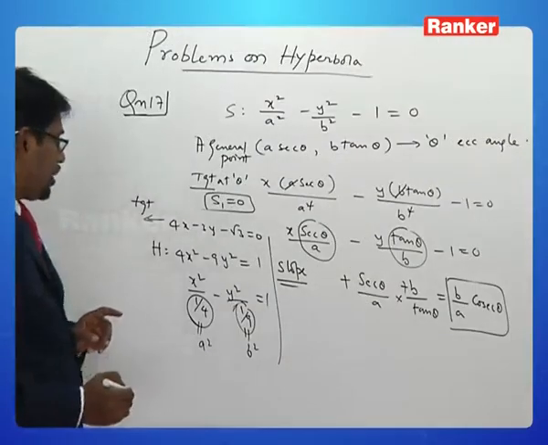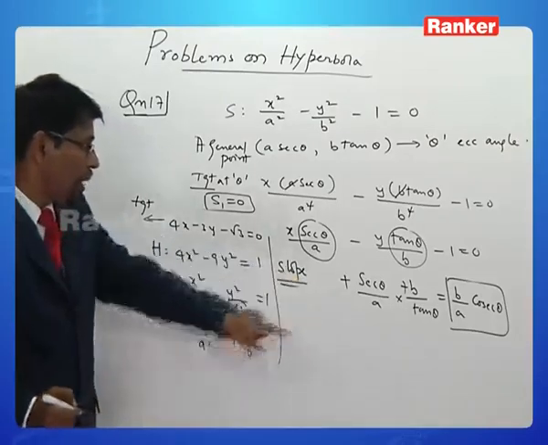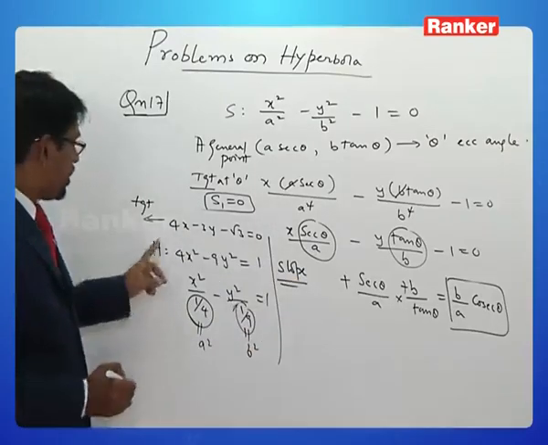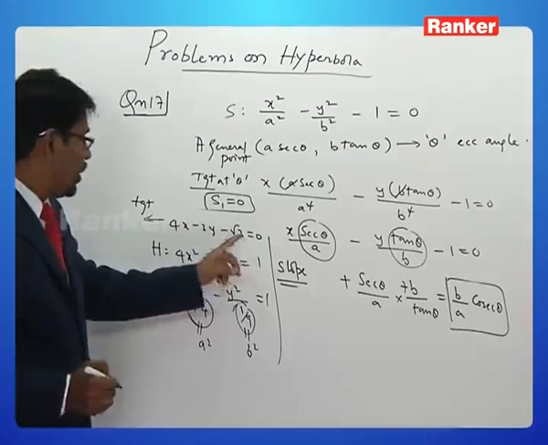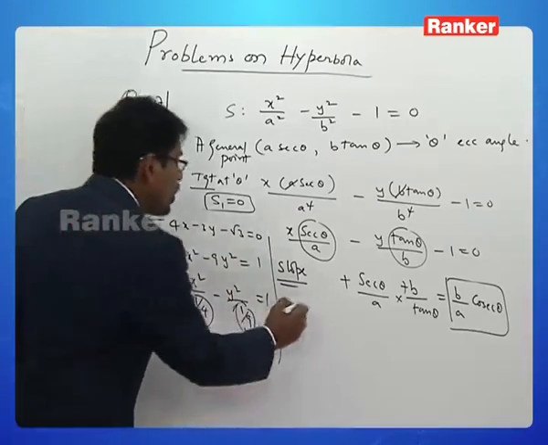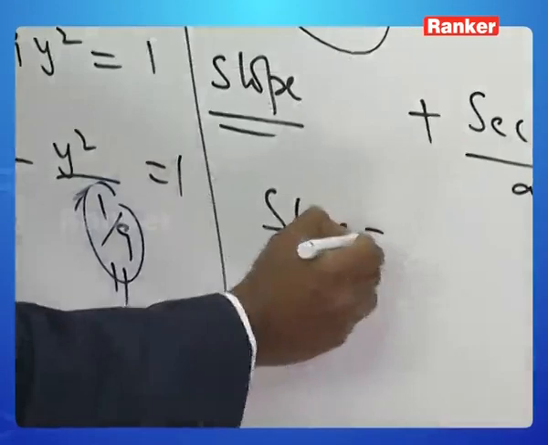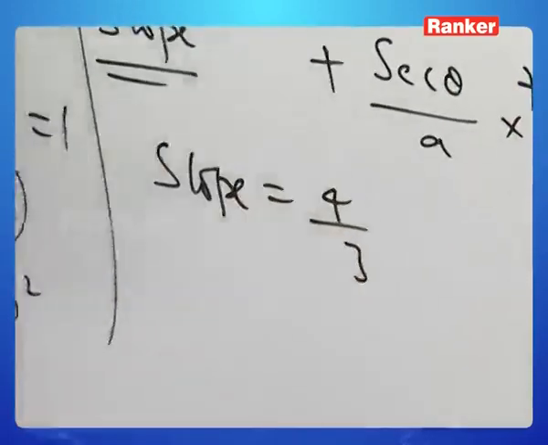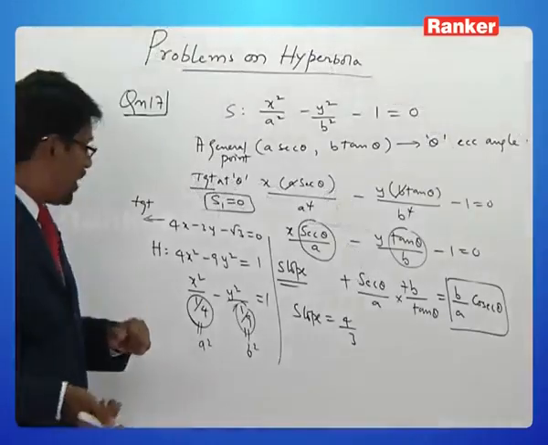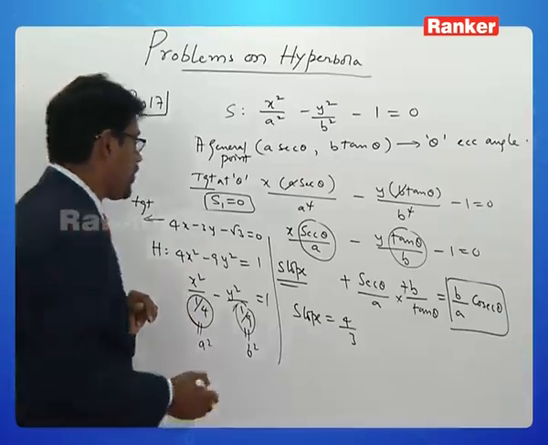Okay. Now what do we have here? B by a cosecant theta should have been the slope of this. What is the slope of this? Slope of the tangent is 4 by 3. Now that has to be equated to b by a cosecant theta.